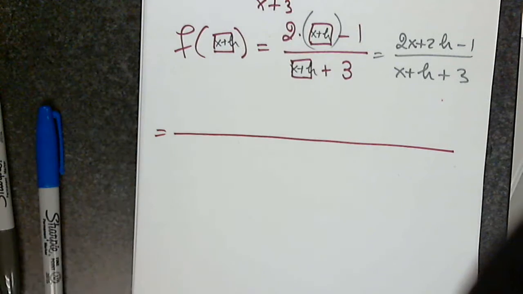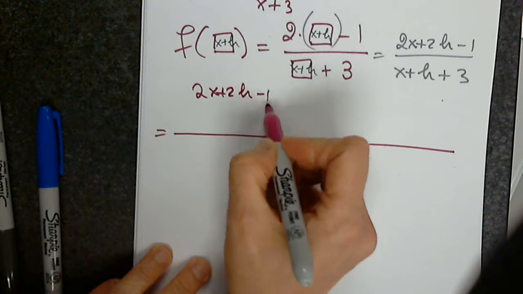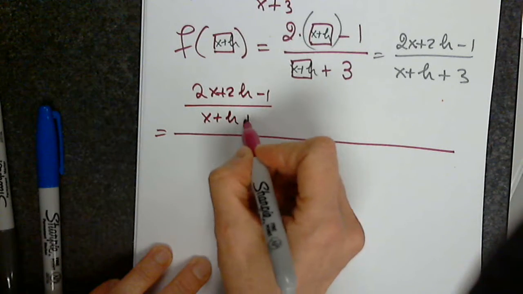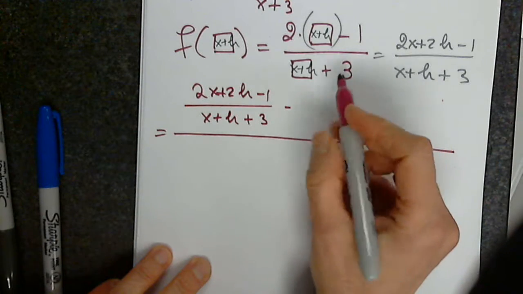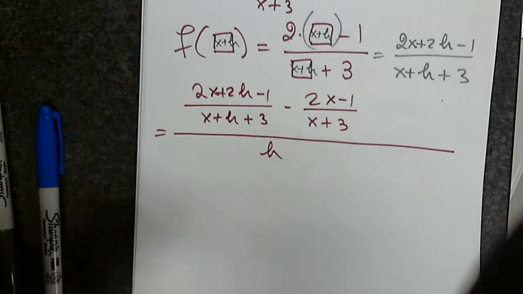A long fraction line. I copy 2x plus 2h minus 1 over x plus h plus 3, minus 2x minus 1 over x plus 3, divided by h.